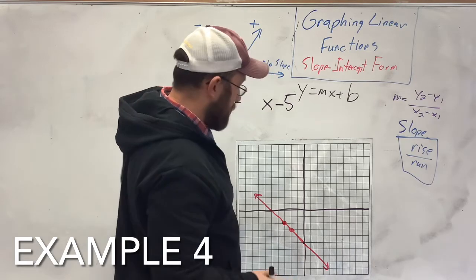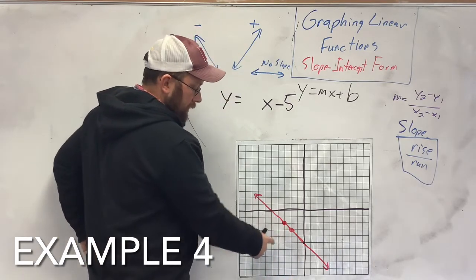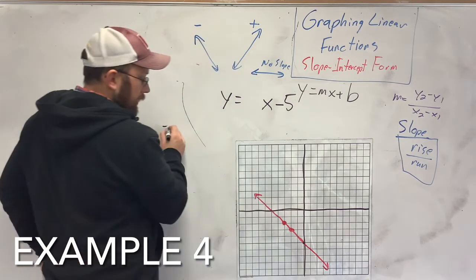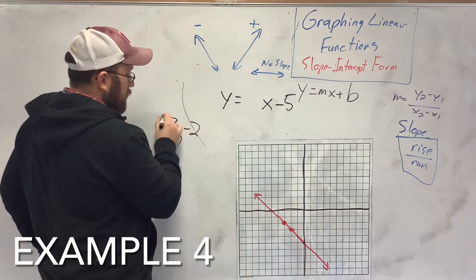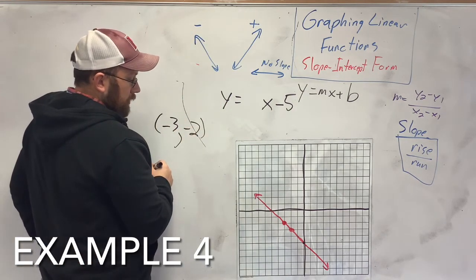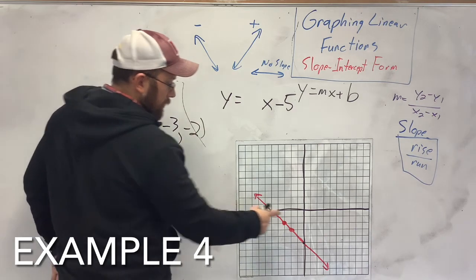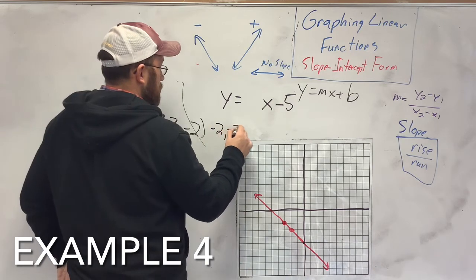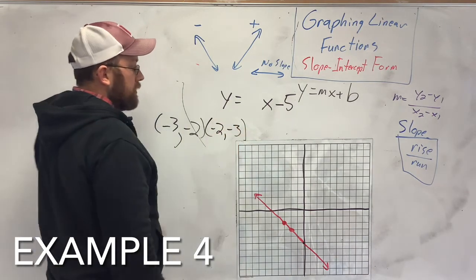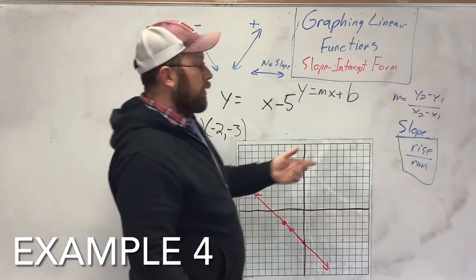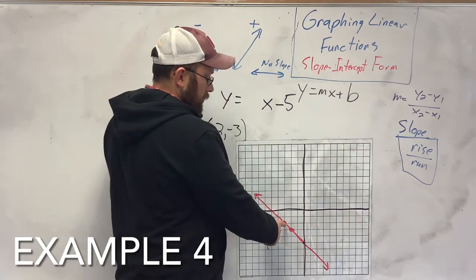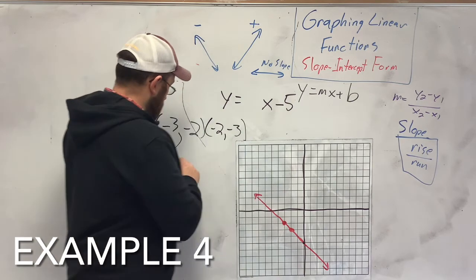And now we need to find the slope. So I already have 2 points. Now I have to figure out what those points are. So 1, 2, 3, -3, -2, and -2, -3. Now there's 2 ways to do this. You can use the slope formula, or if you have a graph, you can just count. So my rise over my run.